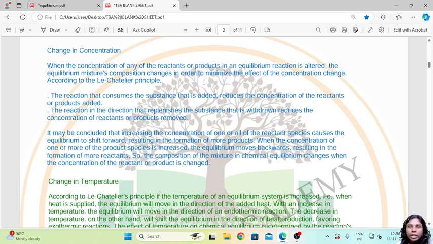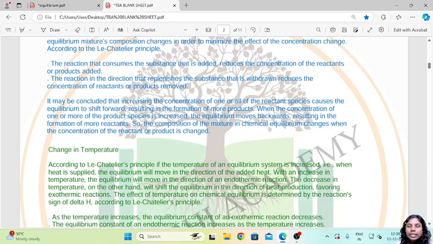So what happens is this: when you suddenly change the concentration of the reactants or the products in an equilibrium reaction, it was proceeding towards equilibrium. Now that you have changed the concentration, the equilibrium has also been altered. The equilibrium mixture will alter itself in such a way as to minimize the effect of the concentration change that has occurred. It will not show so much change, but will reduce it to show a minimum effect. This happens according to Le Chatelier's principle.